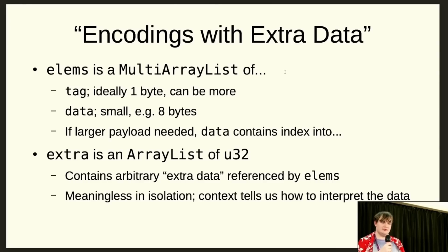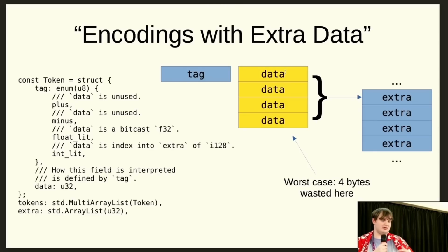If you need more than 4 or 8 bytes, then what you do is you store values in this separate array called extra. This is an array of just untyped 32-bit values, we just do unsigned 32-bit integers. And that data means nothing on its own. You need the context of one of the values in the list referencing it. Once you have that, it tells you how that data should be interpreted. So this kind of allows us to have encodings for variable size things.